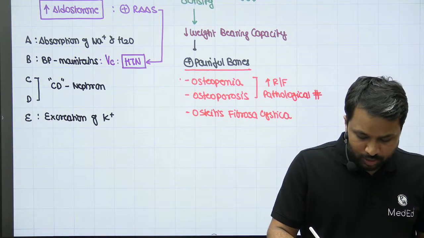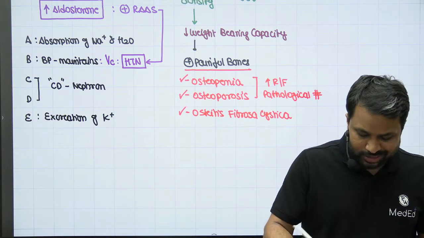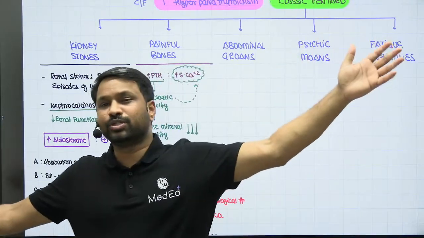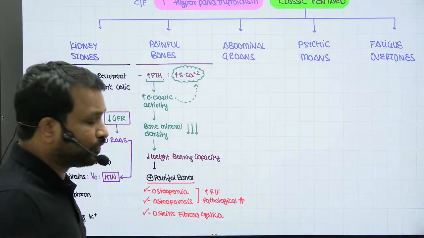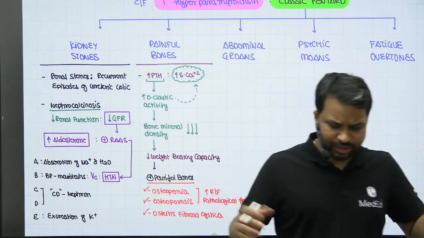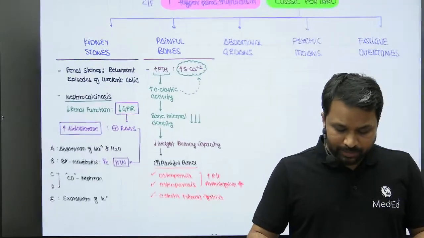So osteopenia, osteoporosis, osteitis fibrosa cystica are the three fancy words that we will be using to tell you that it is because of painful bones, and that is under the influence of hyperparathyroid secretion. As simple as that. Now, why will a patient have abdominal groans?